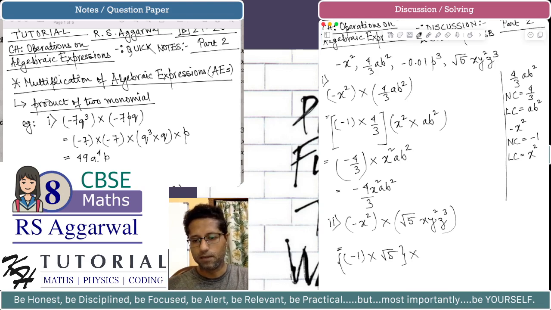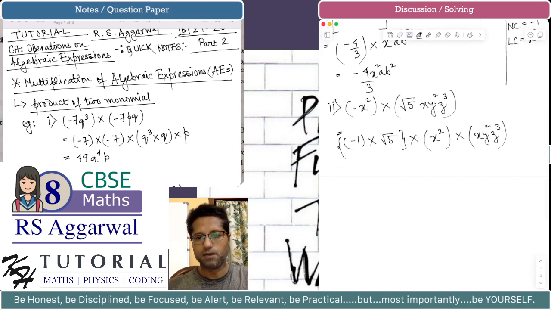Then we multiply the literal coefficients of both the monomials or terms. So x square is the literal coefficient of the monomial minus x square, and x y square z cube is the literal coefficient of the second monomial. So this becomes minus root 5. Minus 1 into root 5 is minus root 5.